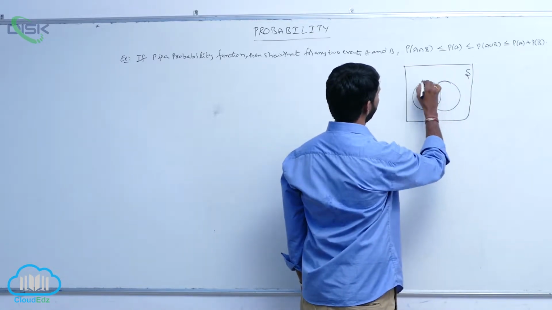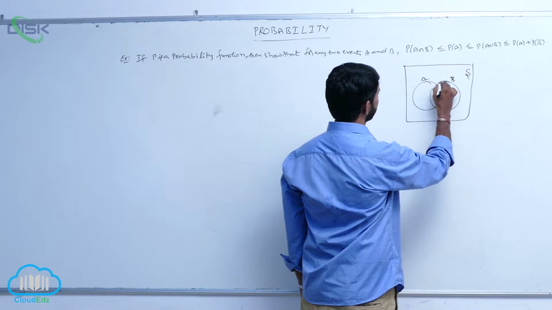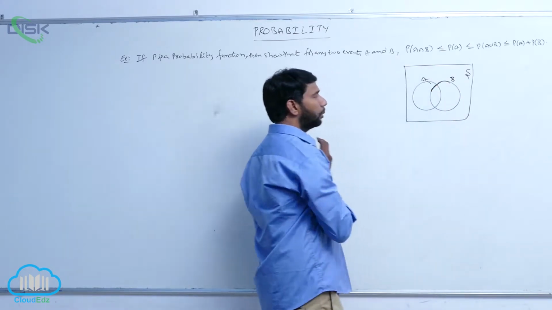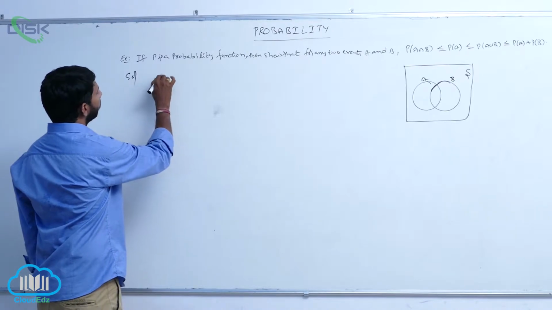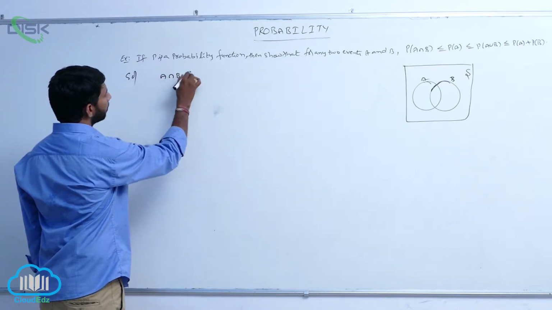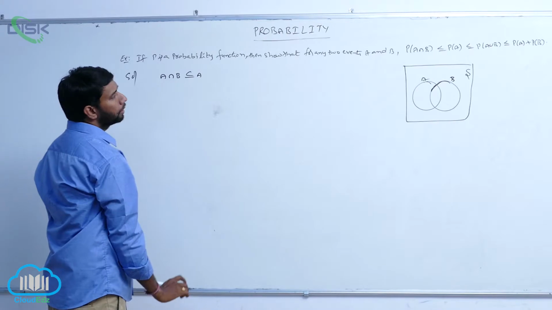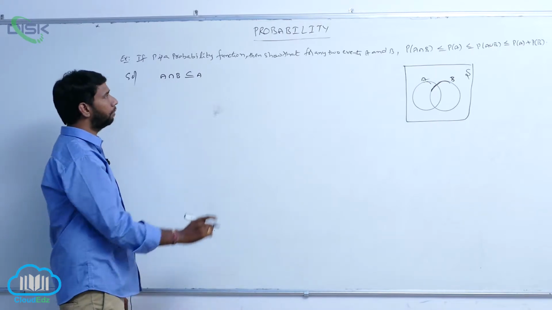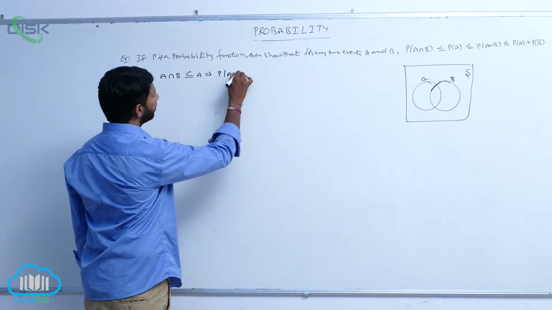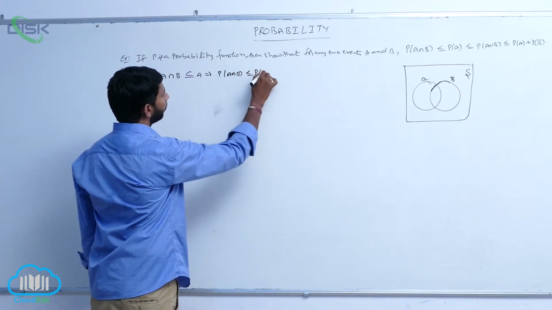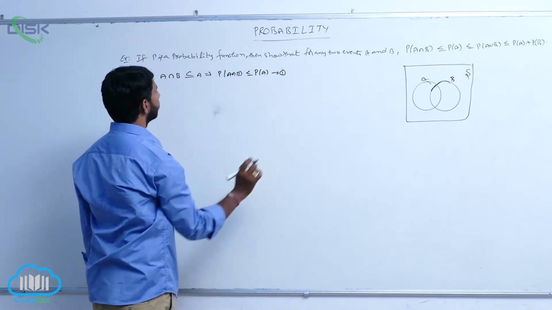Here A, B are two events in a sample space. First, if A intersection B is a subset of or equal to A, that implies P of A intersection B is less than or equal to P of A. It's taken as condition number 1.